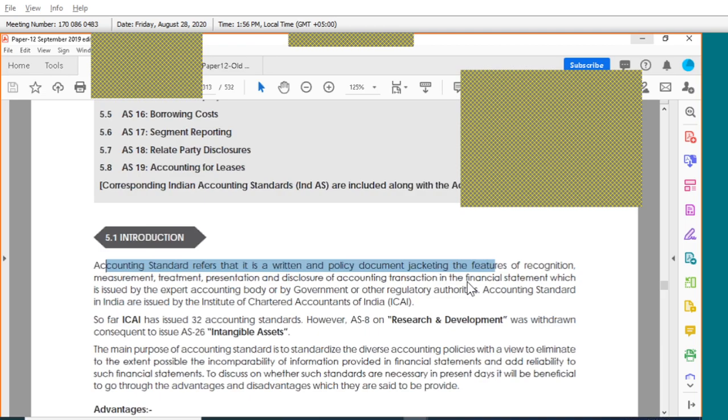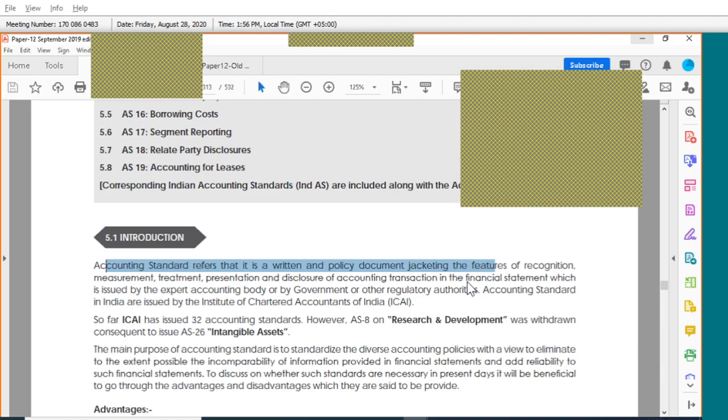So recognition, measurement means whether I should put in cost or whether I should put in market value, what amount I have to put. Again, think about valuation of inventory, AS2. What amount are we putting under AS2? Cost or market price, whichever is lower, that is also a measurement. Whether I should measure at cost or market price.